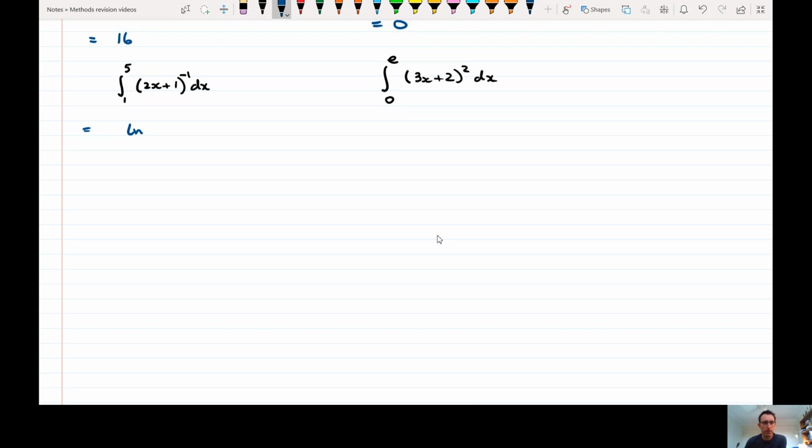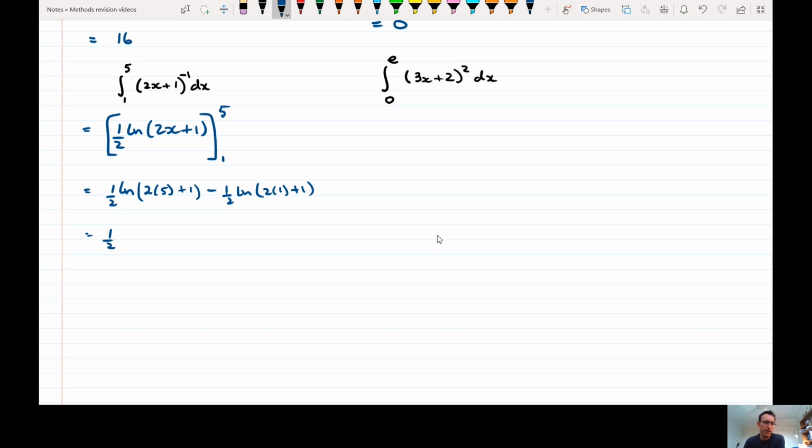So we end up with logarithm of 2x plus 1. But we also have a factor of 1/2 comes out the front. It's always 1 over the coefficient of x. And that now happens between 1 and 5. Substitute our values in. 2 times 5 plus 1 goes there, minus 1/2, 2 times 1 plus 1, and we can simplify.